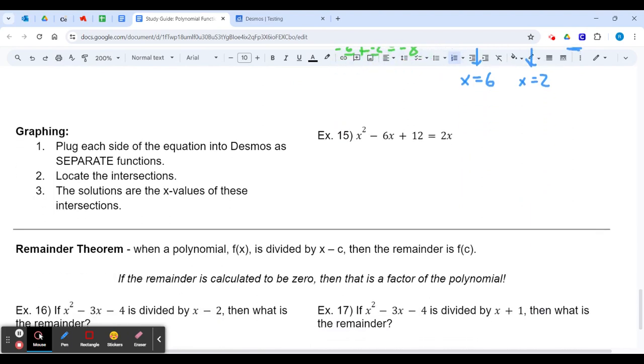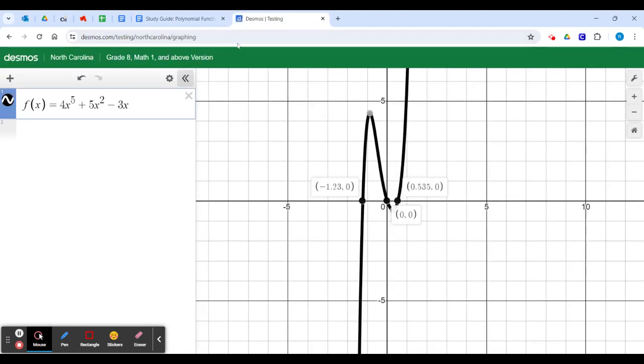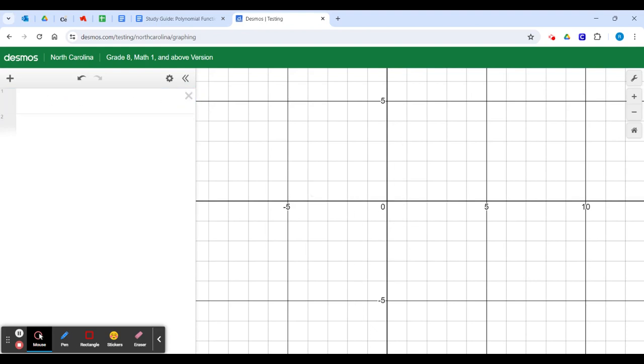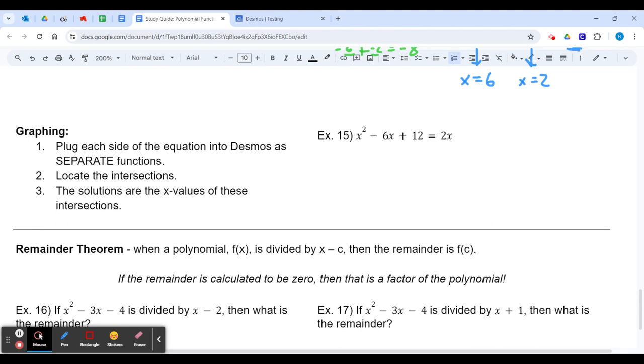If we're going to do this graphically, first off, make sure you're using that NC test version of Desmos. It's not going to let you do it the way you think you can do it in the regular version when you get to the test. So we're going to plug each side of the equation separately into Desmos, and this is a good skill to have just in case you forget the math.